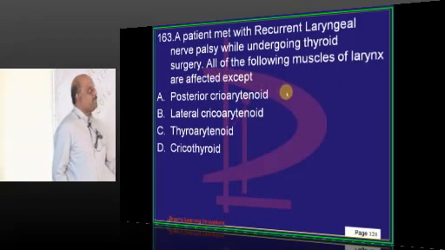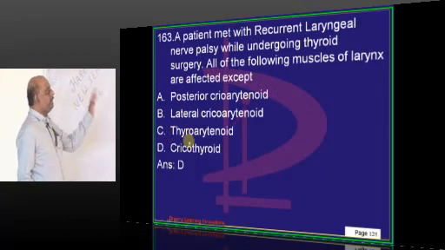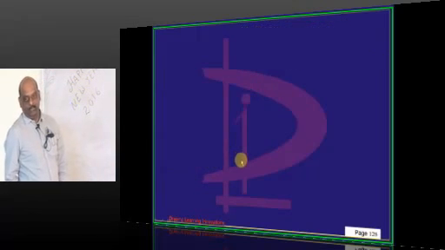Recurrent laryngeal nerve palsy, all of them are affected but not cricothyroid, which is not supplied.